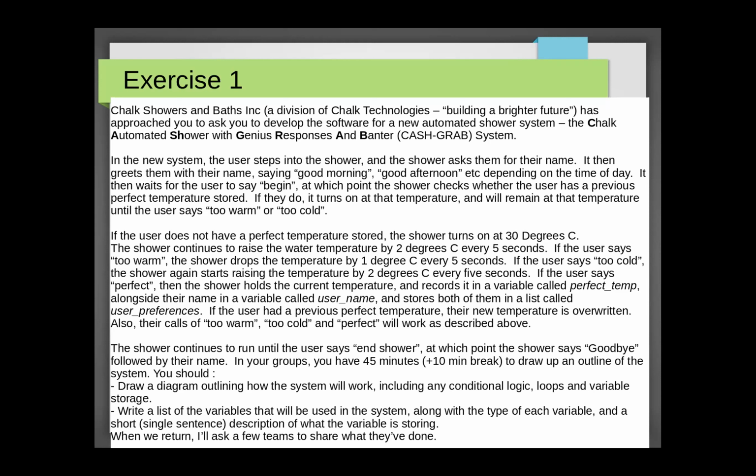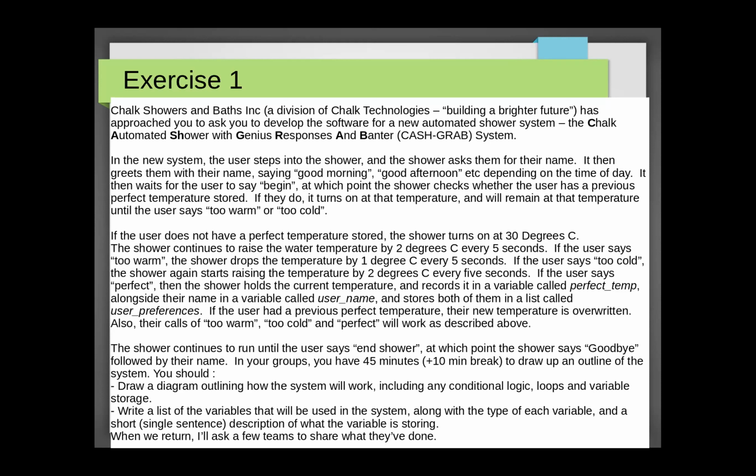at which point the shower checks whether the user's got a previous perfect temperature stored. If they do, then it will turn on the shower at that temperature, and it will remain at that temperature until the user says too warm or too cold. If the user doesn't have a perfect temperature stored from previously, then the shower will turn on at 30 degrees, and it will continue to raise the water temperature by 2 degrees C every 5 seconds.